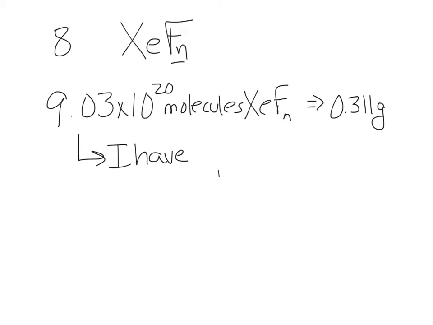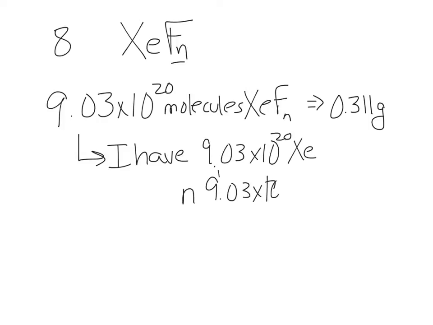So based on that, I have 9.03 times 10 to the 20 xenons, and I have some number times 9.03 times 10 to the 20 fluorines. I don't know if this is one of them per molecule, or 2 of them, or 3 of them. I don't know what it is. But if I can get the mass of these xenons, I can figure out the mass of the fluorine that's left in there. The mass of xenon is part of this 0.311. So let's figure out the mass of xenon.